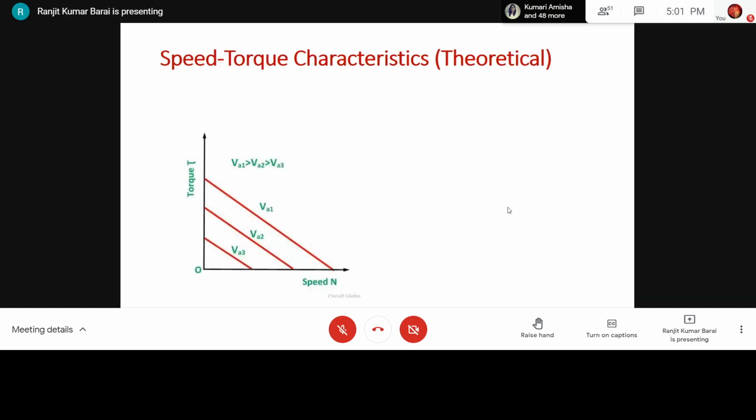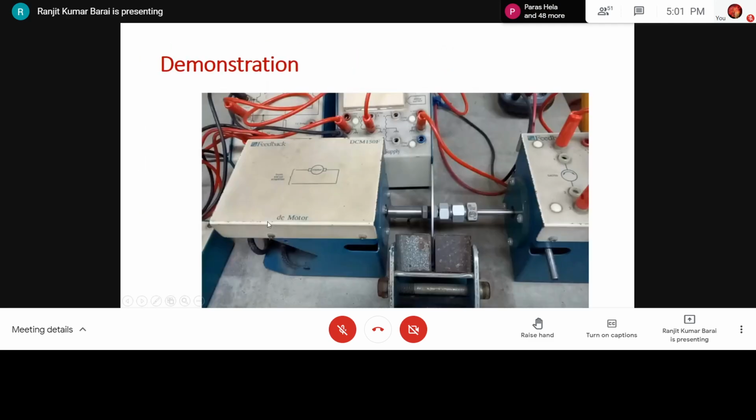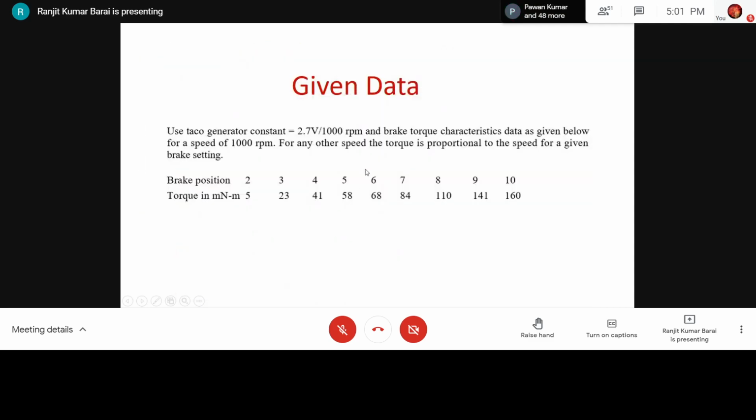Let me show a diagram. See, the speed-torque characteristic of a DC servo motor is like this, linear, ideally. So we can make the interpolation or extrapolation very easily, linearly. That is the idea. So we will use this data or table to calculate the torque generated by the motor for a particular brake setting, for various speeds, so that we can plot this speed-torque characteristic.